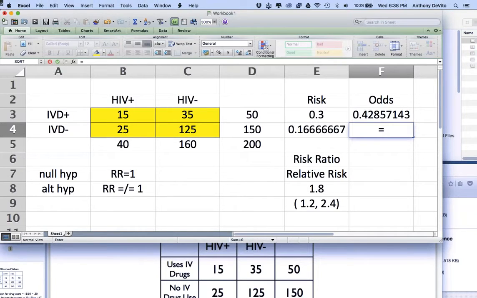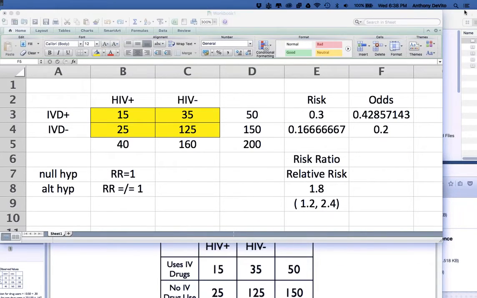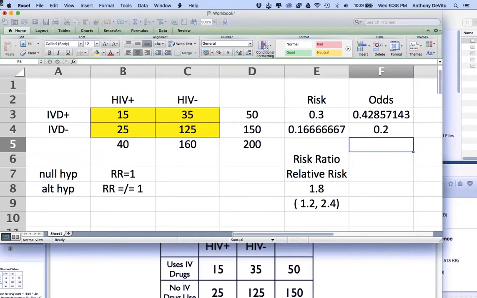So what would you tell me? What would the odds be for non-IV drug users? Anybody want to hazard a guess? What two numbers? 25 over, what'd you say? 125, bingo, that's it. That's as hard as this gets. How are you guys doing online? You get that online? Okay.